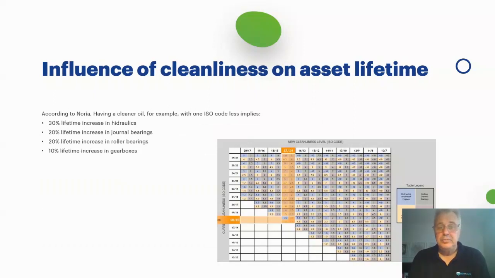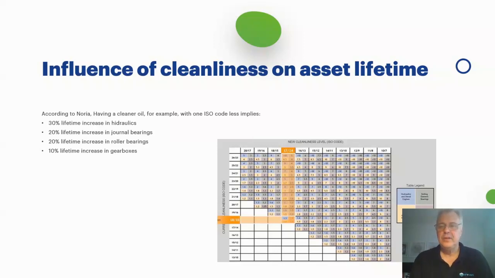Here, to me, this is one of the most interesting slides that explains it quite well. We can see in this table how the cleanliness level, I believe in this case it's taking the 6 and the 14 micron values, influences the lifetime of the asset. Depending on what type of application we have, this value could be different. For example, decreasing one ISO code, you could extend the lifetime of hydraulics by up to 30%, while for a gearbox, it would be 10%, which is still quite respectable.